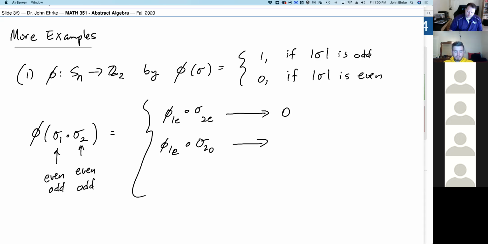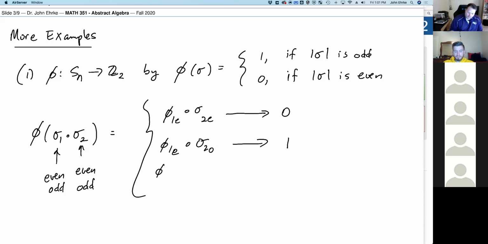Something odd, so it would map to 1. Right, because remember, if it's odd, it can be written as an odd number of transpositions. If it's even, it can be written as an even number of transpositions. So when you compose them, you're going to get an odd number of transpositions and an even number of transpositions. So an odd plus an even would be odd. So this is going to get mapped to 1.